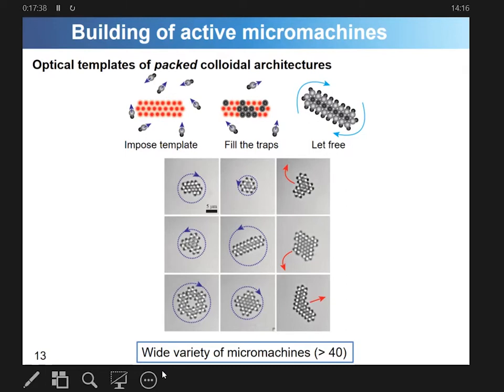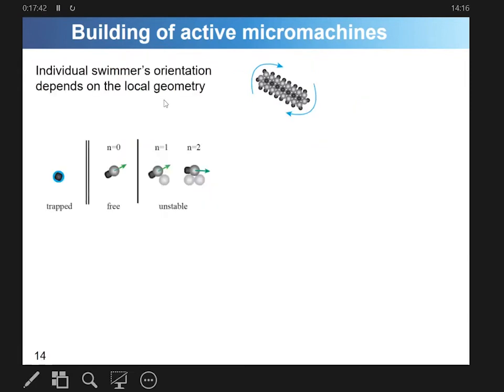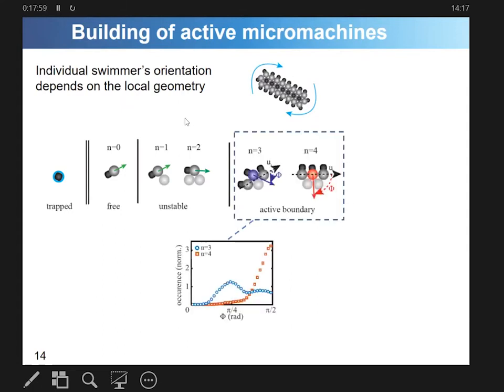Okay, so how can you understand all this behavior now? So what we can see is that if you look at the structure here that I schematized at the top, you have a different swimmer orientation depending on their location inside the structure. So the individual swimmer's orientation depends on the local geometry. And actually, you can distinguish different situations. So when you have one swimmer trapped, it's say vertical, when it's free, it's alone, and when we have a swimmer with only one or two neighbors, the structure is unstable and your swimmer will detach. However, when now you have 3 or 4 neighbors around the swimmer, in that case, it's stable, the position at least is stable, and your swimmer will have a well-defined angle in average with respect to the local tangent.